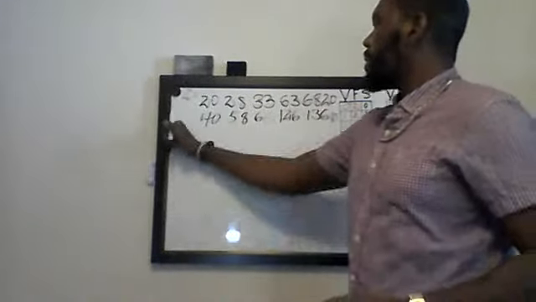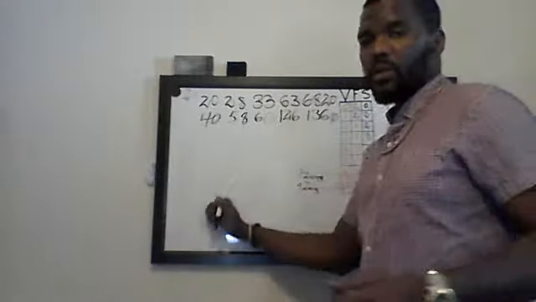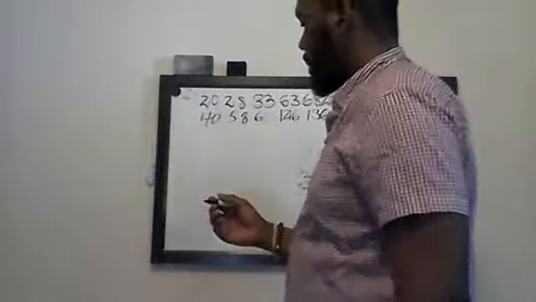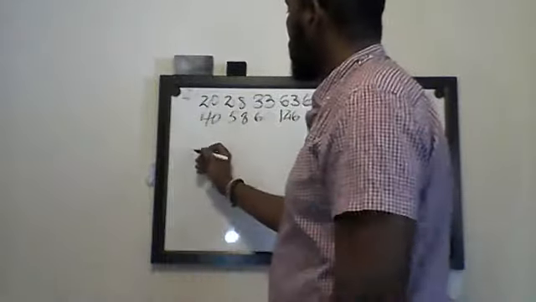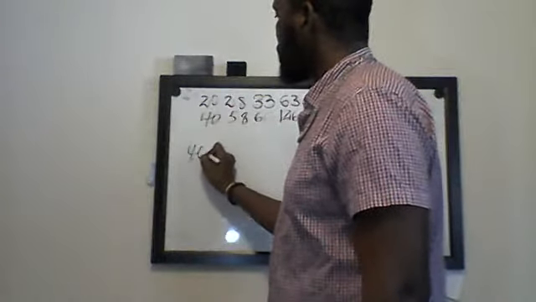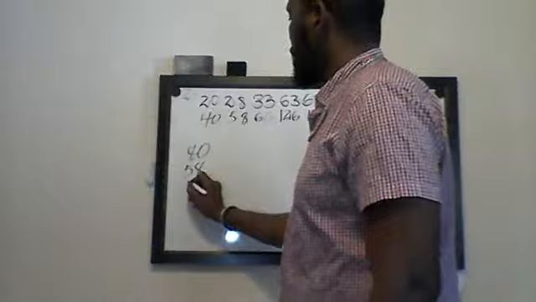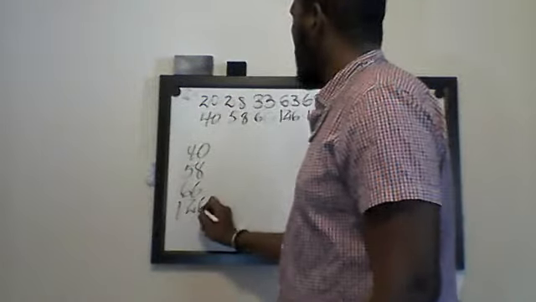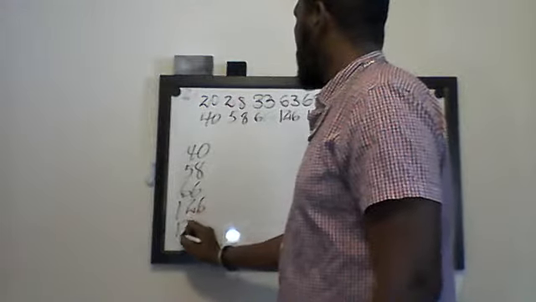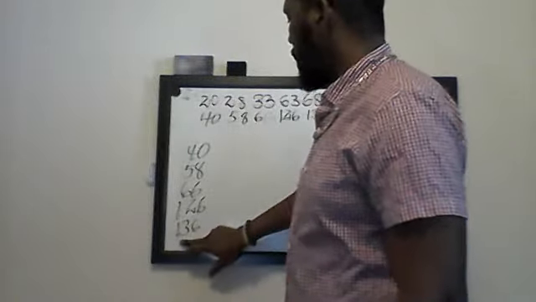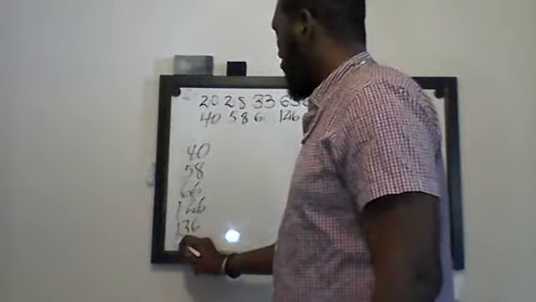So now I go over here, okay? Remember, always put the results you got from these numbers somewhere separate. When I say separate, you just go to the side right here. The results: you start with 40, then 58, 66, 126, then 136, and then 40.